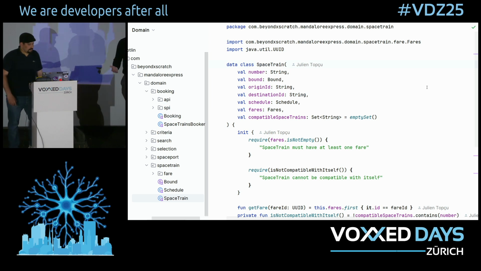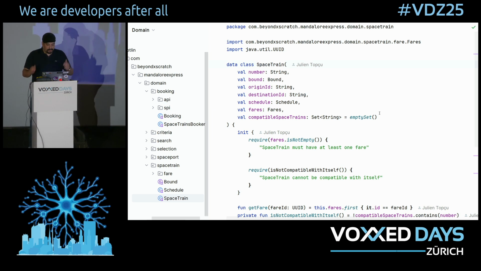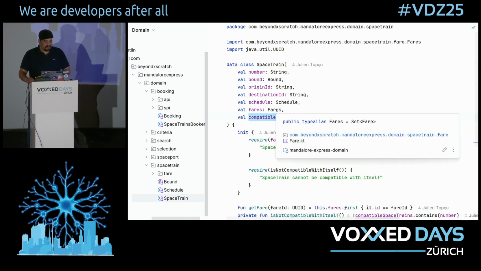Well, in the case of the space train, it's pretty easy. I already showed you what it could look like for the booking. Yeah, it's true. So chat3PO moves space train from the legacy part, duplicates it inside each domain, but in the booking, make sure it doesn't have any bounds, no compatible space train, it has a single fare.